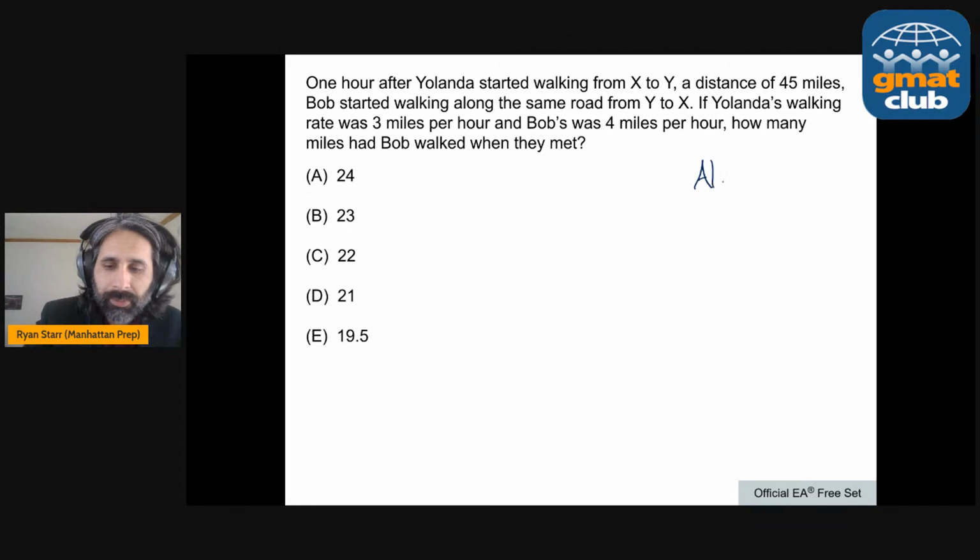So we've seen algebra, check. We've seen the numerical approach, check. And now we're looking at the logical approach.